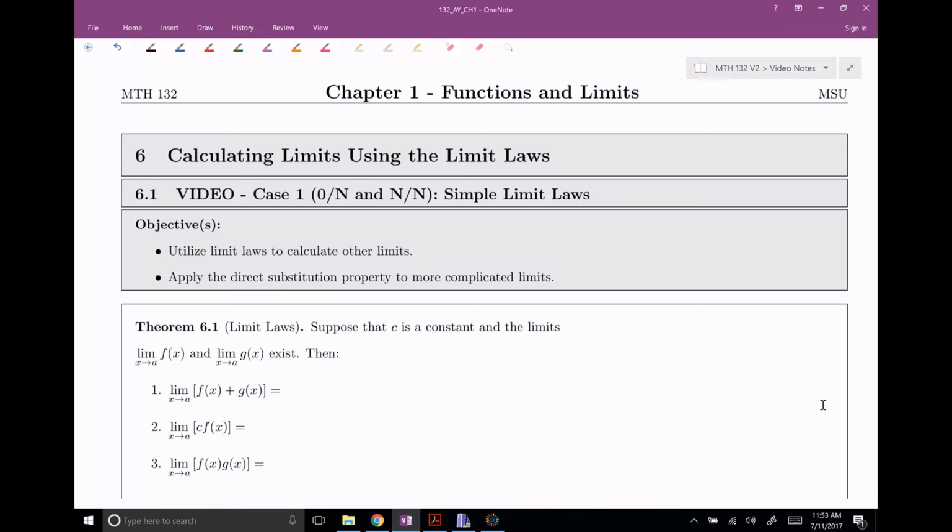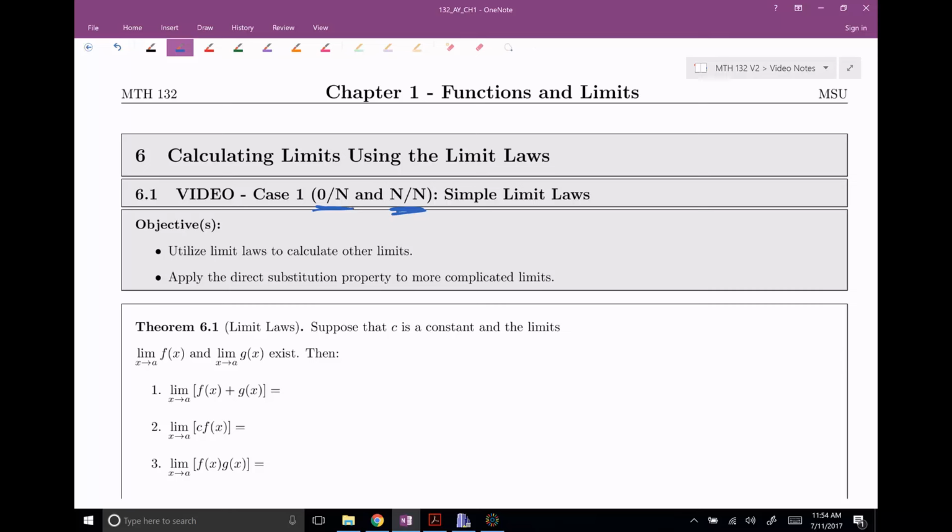And I'm splitting up 1.6 into three different cases. Case one is going to be the easiest case. It's when your limits yield 0 over a non-zero, which is what I'm using n to stand for, or non-zero over non-zero. And the claim is this is the easiest case that we have.